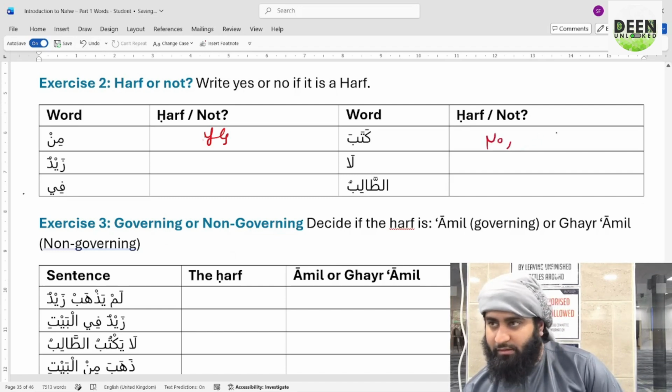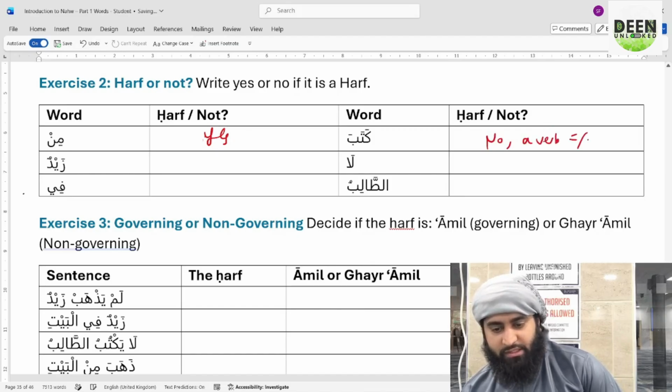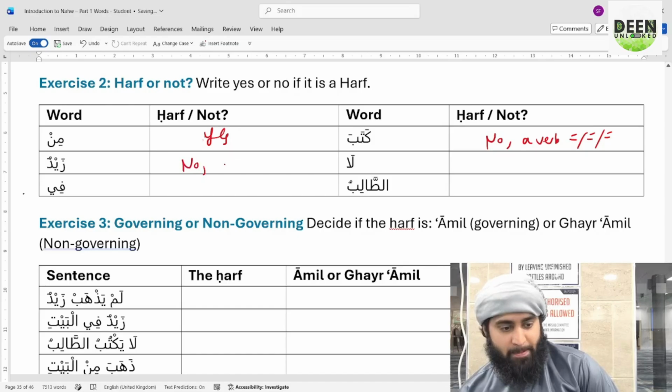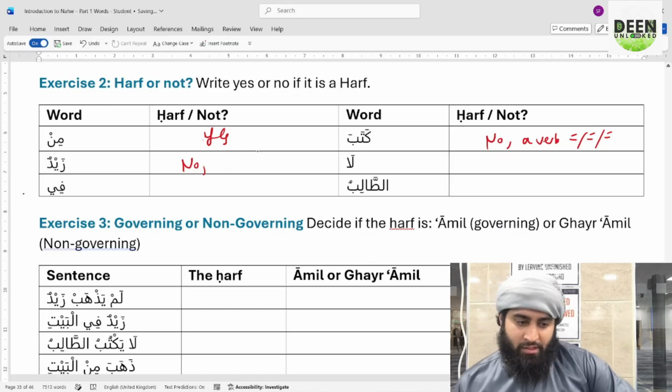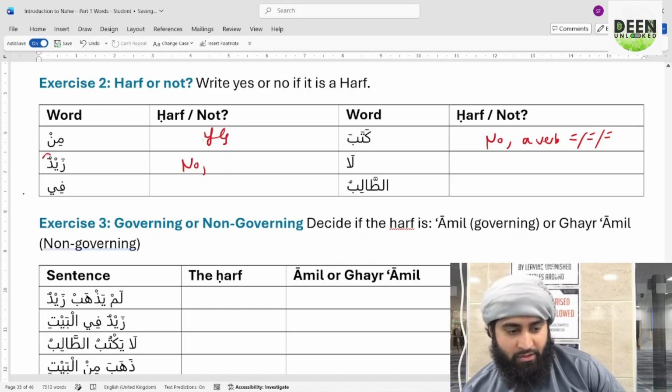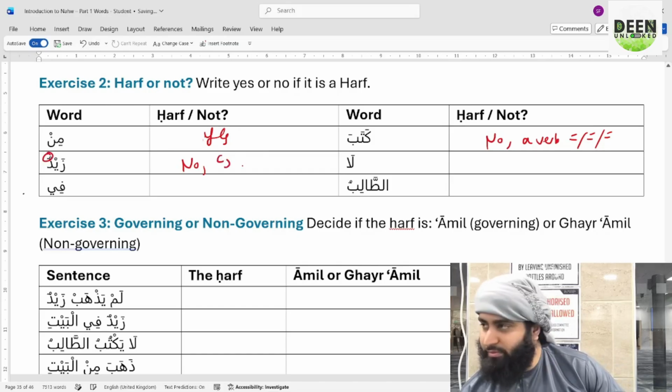Why is it? It's a verb. Why? Three fathas in a row. Zaydun? Is it a harf? Hmm? No. It's a name. Okay? Also, is it ism or fil harf? Or is it ism? Why? It's a person. Well done. Persons' names are nouns. But how do we know in Arabic? Tanween, yeah? It's got tanween on top of it.